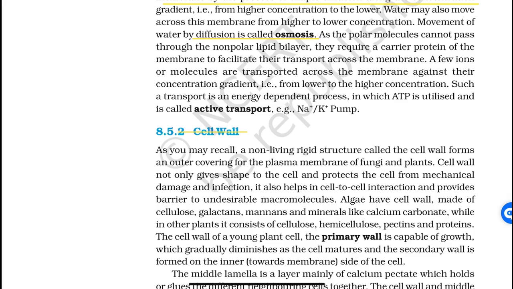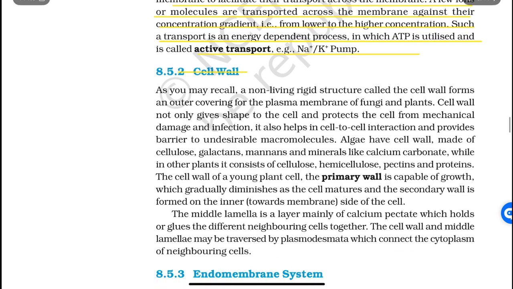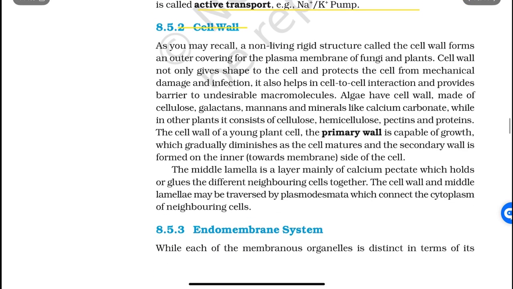As polar molecules cannot pass through the non-polar lipid bilayer, they require a carrier protein of the membrane to facilitate their transport across the membrane. A few ions or molecules are transported across the membrane against their concentration gradient. It means from lower to higher concentration. Such a transport is an energy-dependent process in which ATP is utilized and is called active transport. For example, the Na+ and K+ pump.